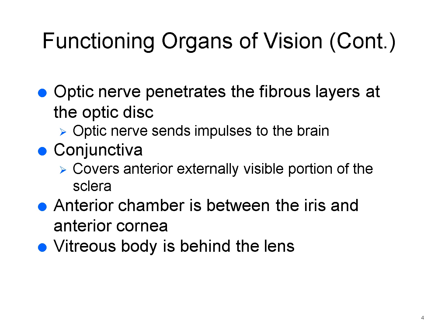The anterior chamber lies between the cornea and the iris and is filled with aqueous humor, which maintains pressure and nourishes internal structures. Behind the lens is the vitreous body, a clear, gel-like substance that helps maintain the eye's shape and keeps the retina in place.